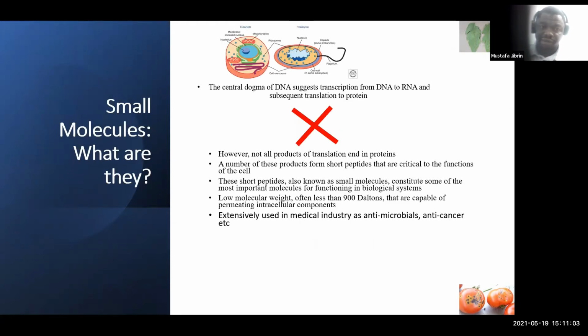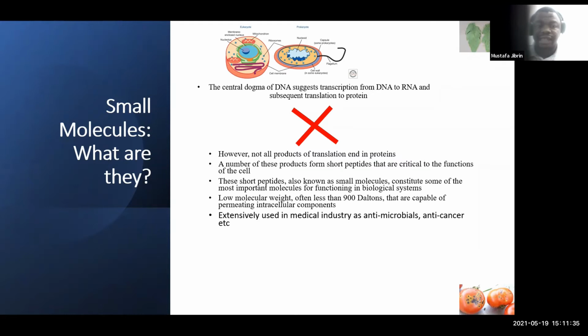So what are small molecules? The central dogma of DNA is that there is transcription of DNA to RNA, and after transcription of DNA to RNA, what you have is translation of RNA to protein. So this is the natural flow of DNA to proteins, and it's called the central dogma. However, not all products of translation end up in proteins. Sometimes you have RNA translating into short peptides.